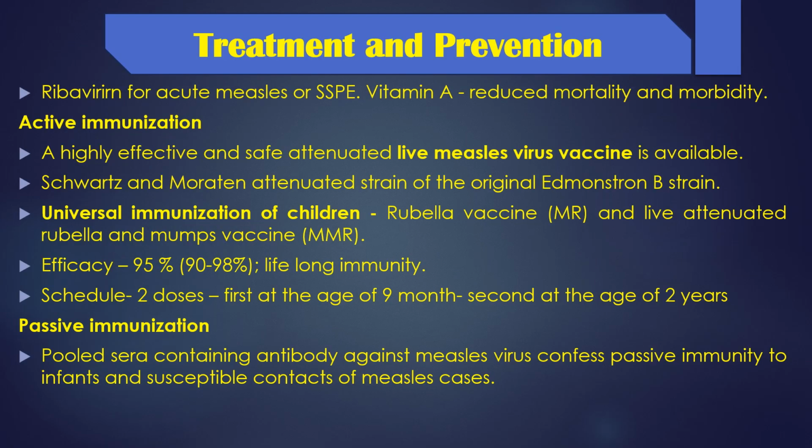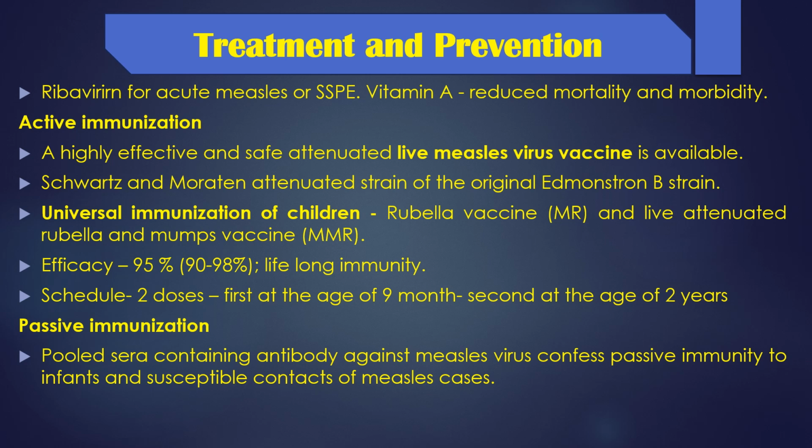Treatment and prevention of measles infection. Ribavirin, either intravenous or in aerosol form, is evaluated nowadays to treat severely affected adults and immunocompromised individuals with acute measles or subacute sclerosing panencephalitis. However, the drug is yet to be used for regular treatment of cases of measles. Vitamin A treatment in developing countries has reduced the mortality and morbidity.